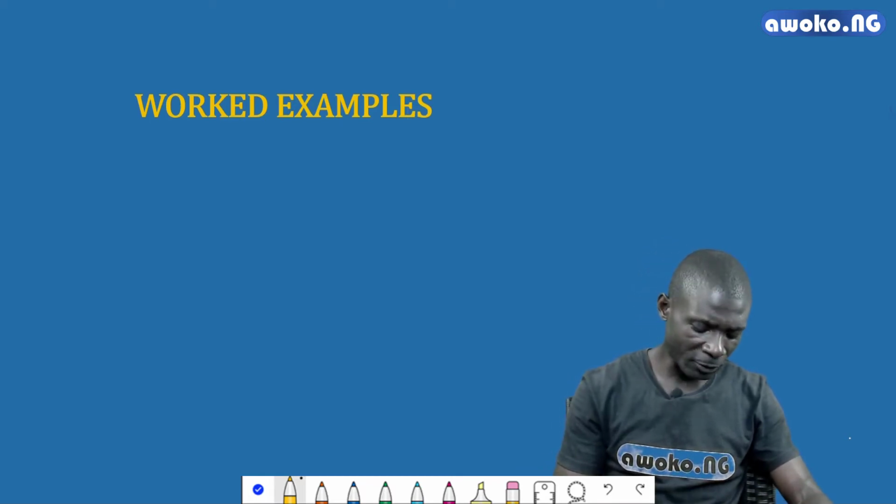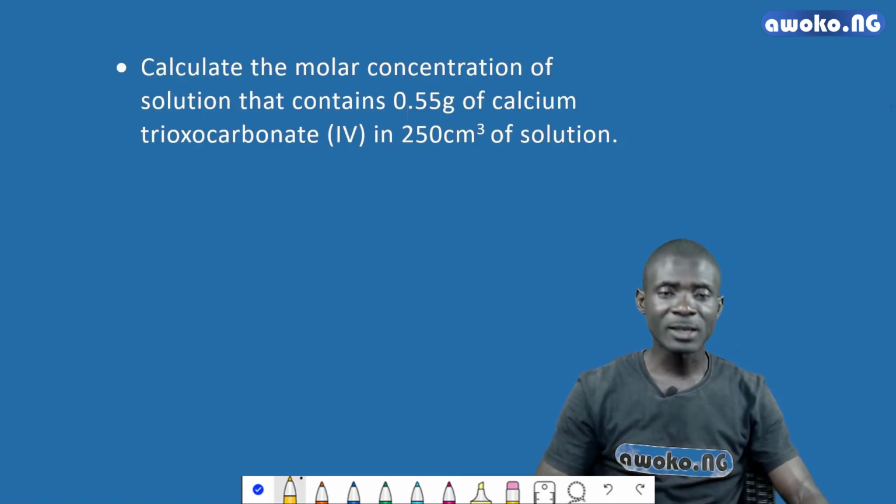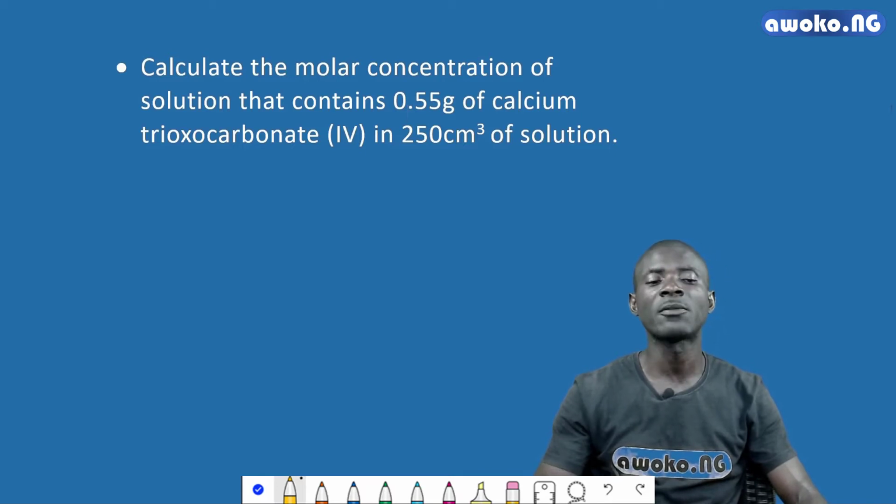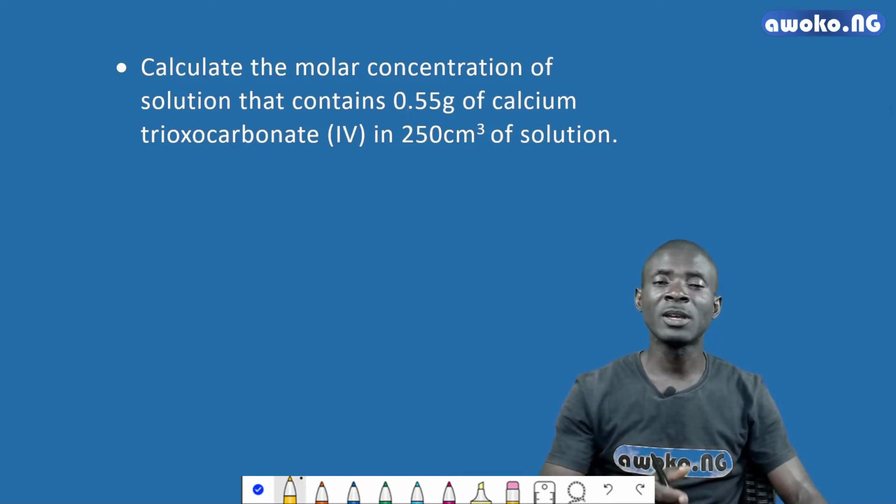Now let's take a look at our first question for today, and the question is in this form. It says, calculate the molar concentration of solution that contains 0.55 grams of calcium trioxocarbonate (IV) in 250 cm cube of solution. Okay, now we are given a particular mass of solute and a particular volume of solvent. So this mass of solute is dissolved in this volume of solvent. Now we are asked to find the molar concentration.